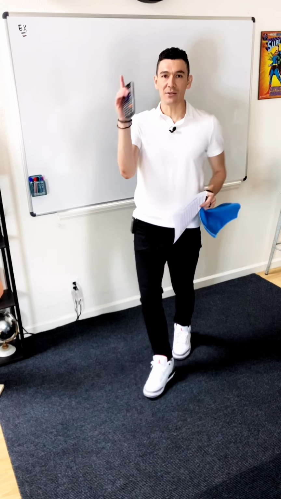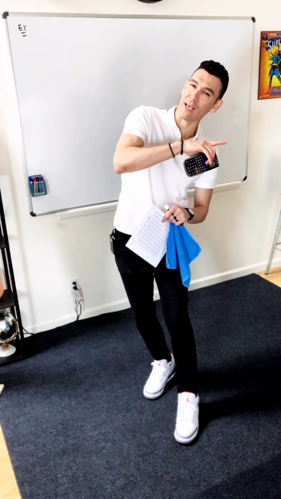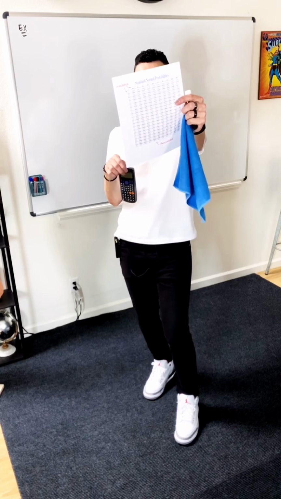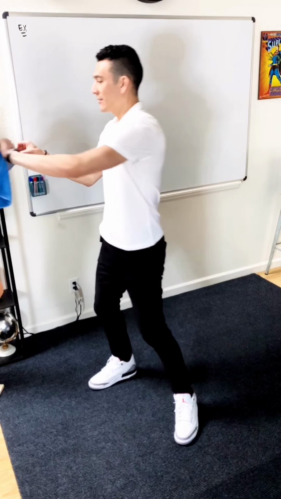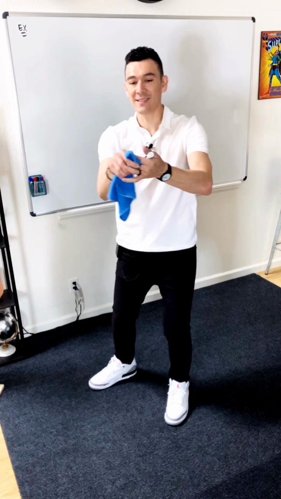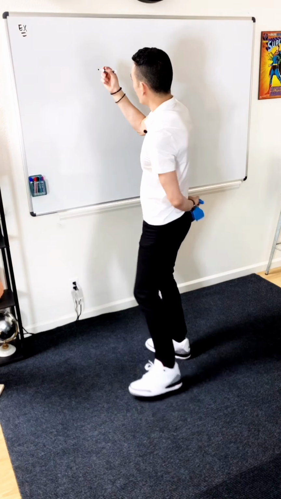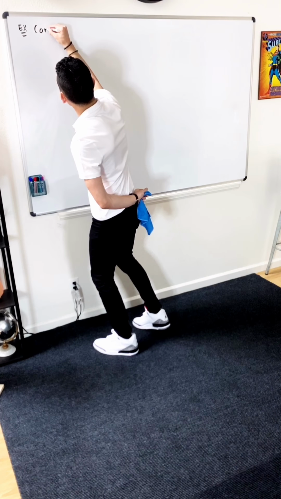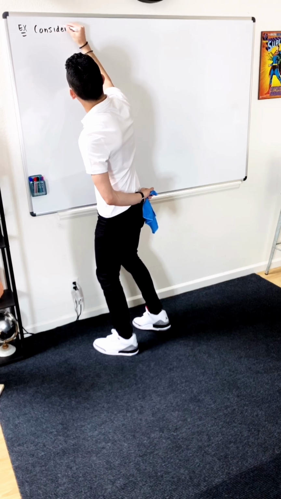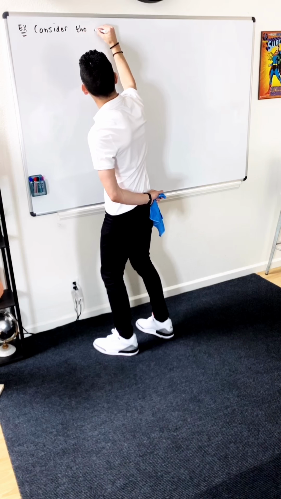Okay guys, take out your Z-score notes from a few days ago, along with your table and your Casio calculator. Let's try one example here, shall we? So here we go. Example, consider the following list.